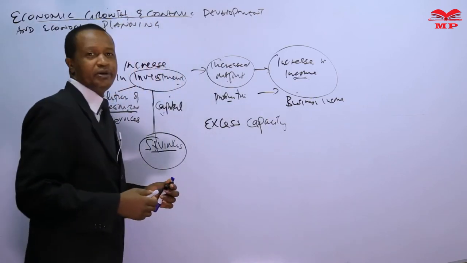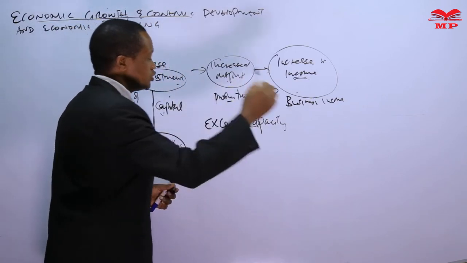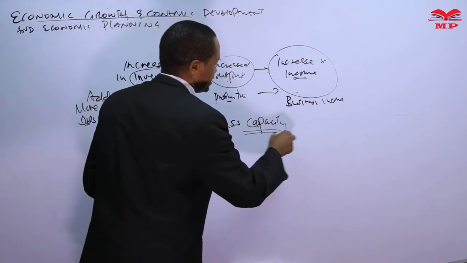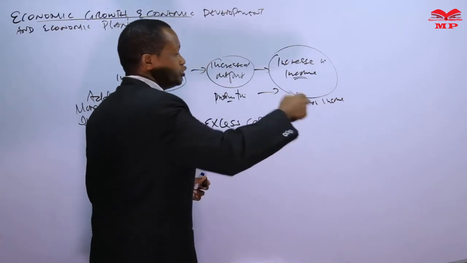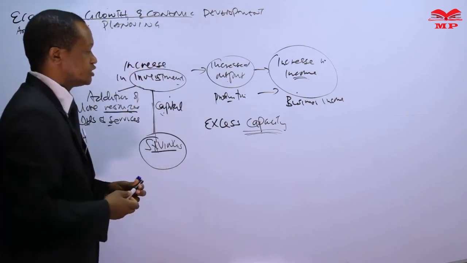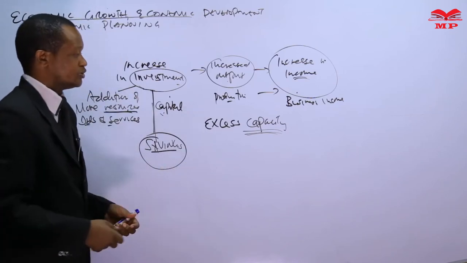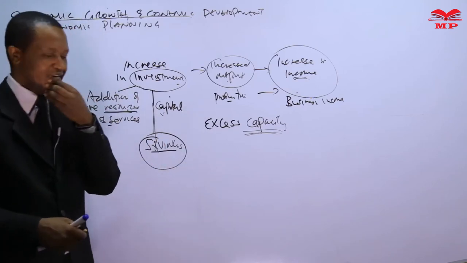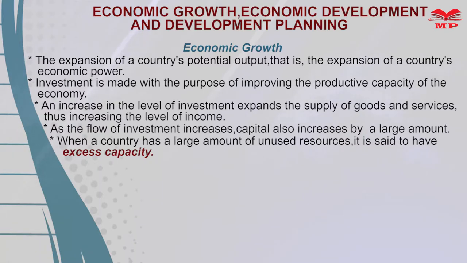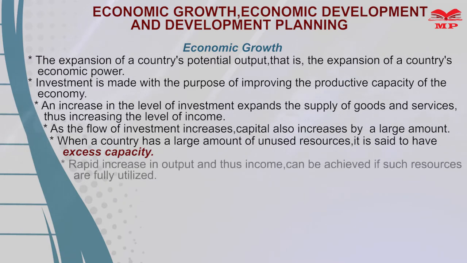If the resources remain unused, then it's just capacity. A country has excess capacity when it has unused resources like idle land, idle labor, idle machinery, and so on. So we say that country has excess capacity, and it is because of the unused resources. So the rapid increase in output and thus income can be achieved if such resources are fully utilized.